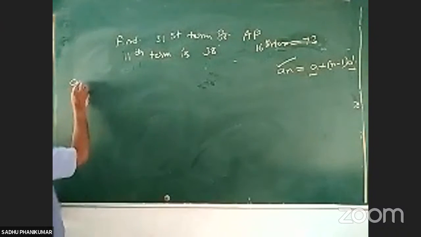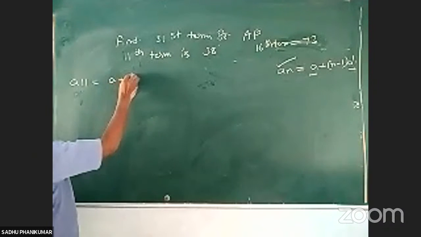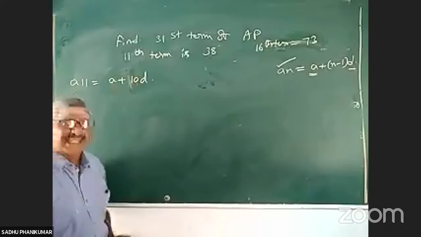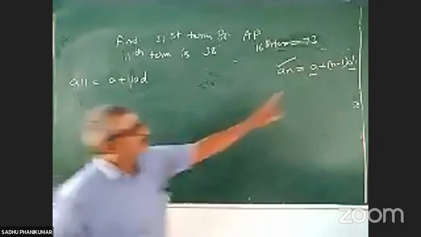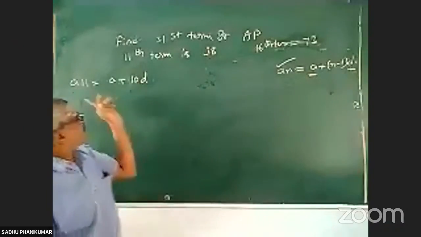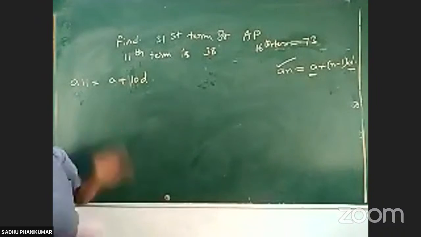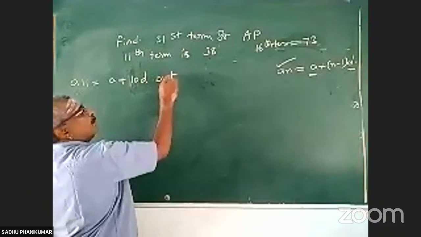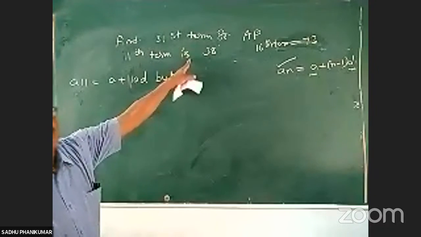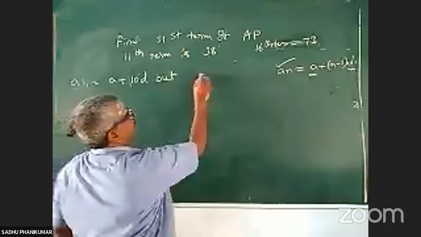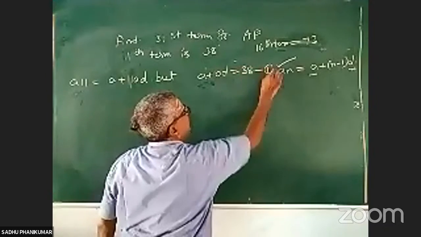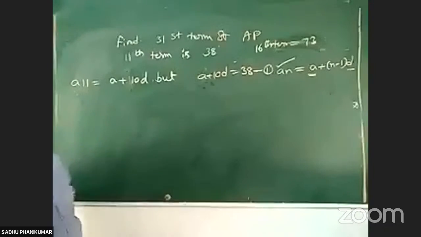So A11 is equal to A plus 10D. No need to write the same principle again and again. n minus 1, 11 minus 1, that is 10, 10 into D, 10D. So A plus 10D. What is this? A11. But what was given? A11 is given as 38. So A plus 10D is equal to 38. Say this is equation number 1.